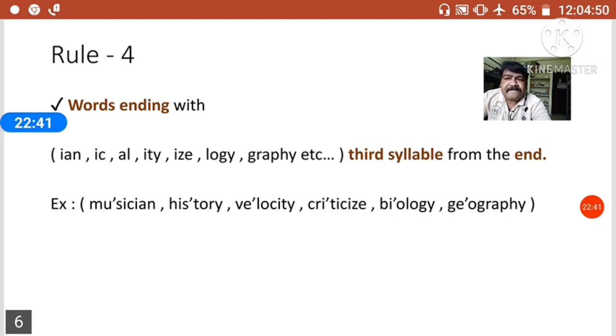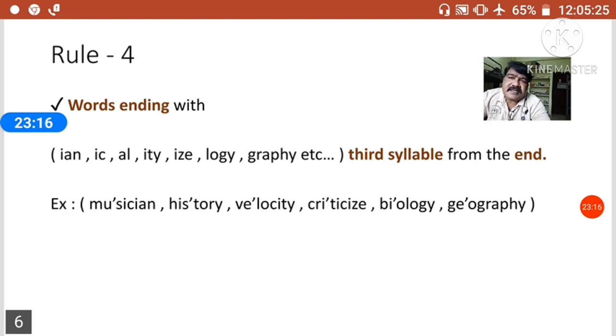Now see, velocity. Velocity. Now let us see from the end. Ty is the first syllable. Ci is the second syllable. Lo is the third syllable from the end. Velo. So I kept the stress mark at L. Fine. Okay. Criticize. In the same way, the word criticize. Z is the first syllable. Ci is the second syllable. Ti is the third syllable. So I kept the stress mark at T.